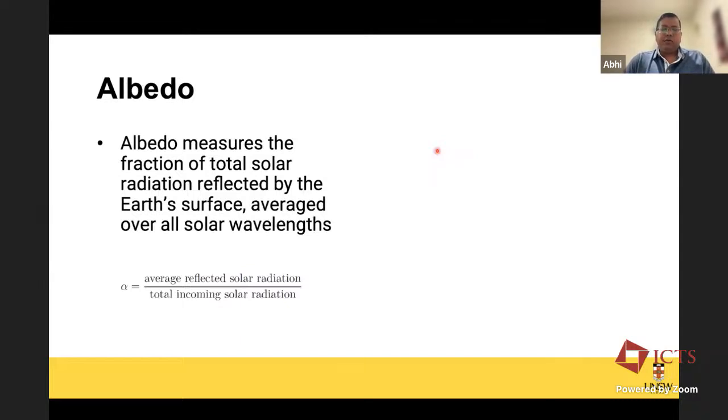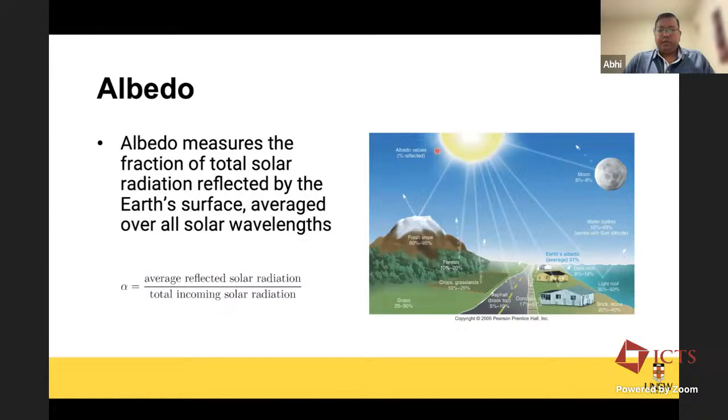So moving on to the concept of albedo now, because we're talking about the reflected radiation from the surfaces. Albedo measures the fraction of total solar radiation which is reflected from the Earth's surface, and this is again averaged over all solar wavelengths. The albedos could be quite different for different surfaces, because different surfaces will absorb solar irradiance differently. For example, you can see this in this figure.